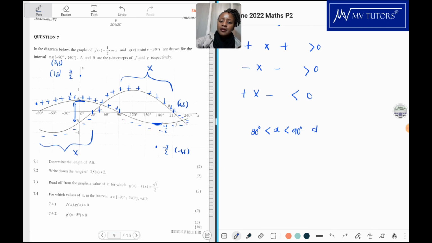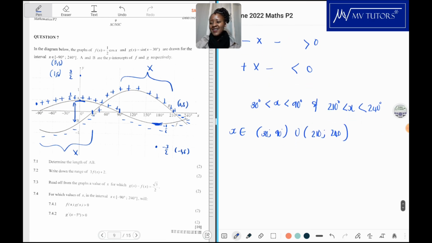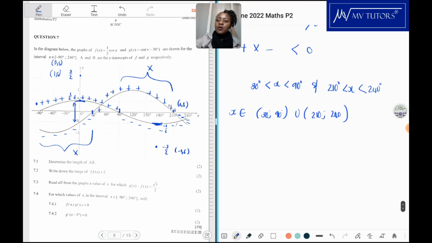But from 210, all the way to, because you have negatives here. Well, our domain is limited to 240. So from 210 to 240, you also have a solution. Okay, so you could have written it as x is an element of 30 up until 90, and then include 210 up until 240. All right, and then that is 7.4.1.